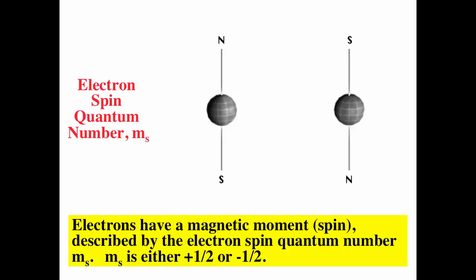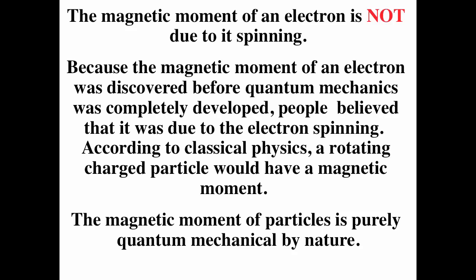And so m sub s is the spin quantum number. It denotes the relative orientation of the magnetic moment of the electron relative to a magnetic field. And it can be either plus a half or minus a half. And so it's called the magnetic spin, or m sub s. But again, please remember the electron is not spinning, okay? The magnetic moment of the electron is purely quantum mechanical in nature. And so m sub s can be plus a half or minus a half.